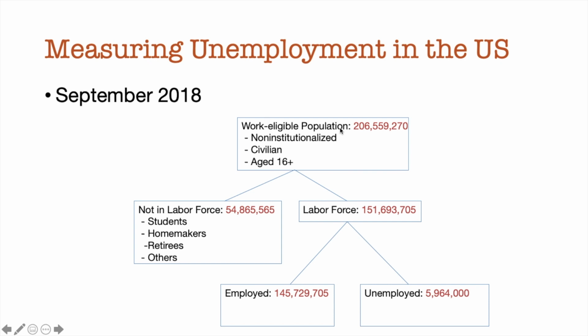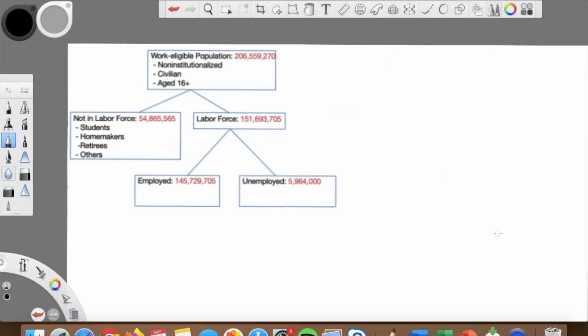The work eligible population in September 2018 was a little over 206 million people. Of that work eligible population, many of them were not in the labor force, so my full-time students, my stay-at-home parents, my retirees, other people who just aren't looking. And then in the labor force, I've got 151 million roughly, and then that is split into the employed folks and the unemployed folks. So we can calculate our unemployment rate using this information.